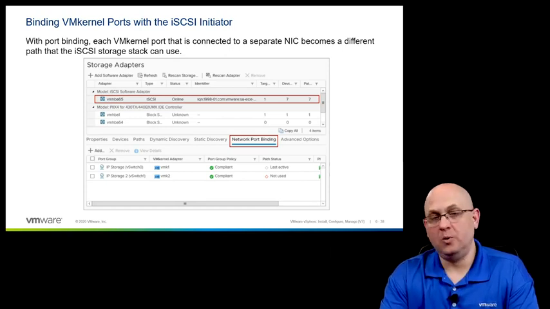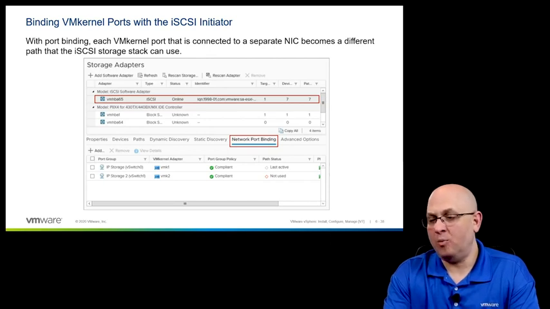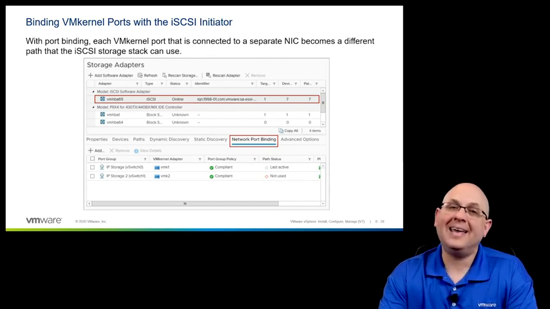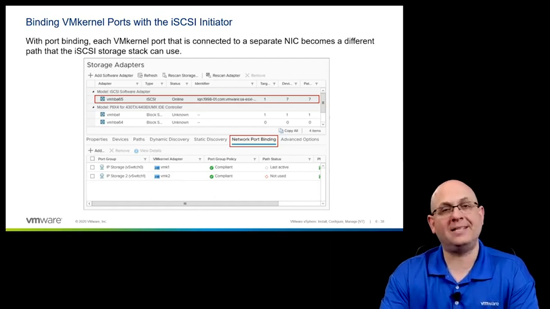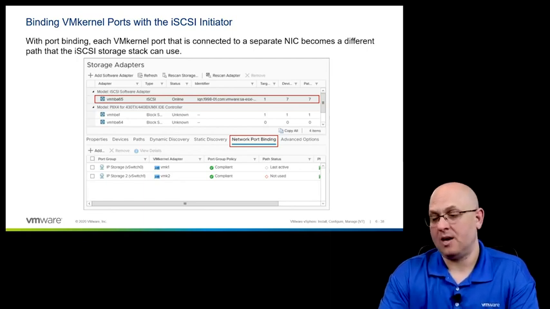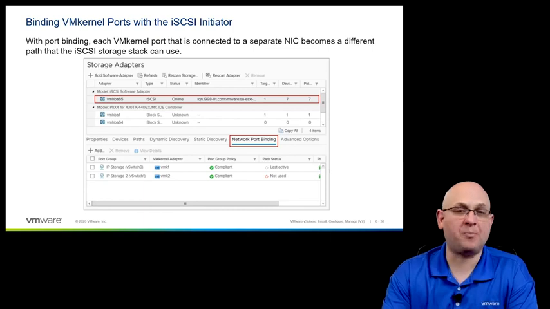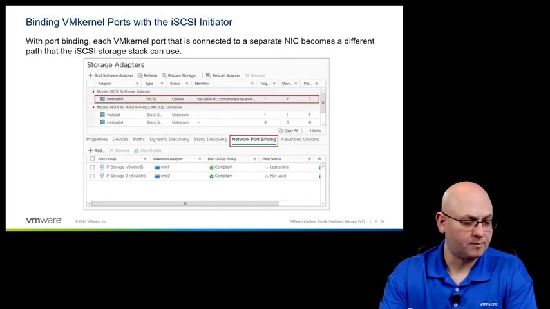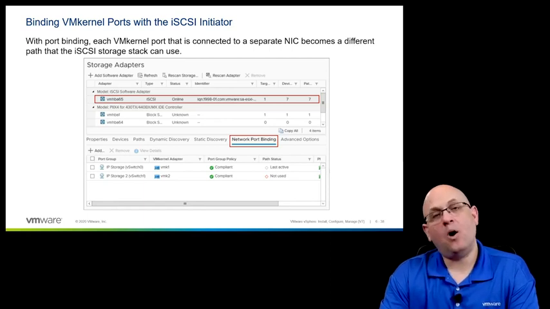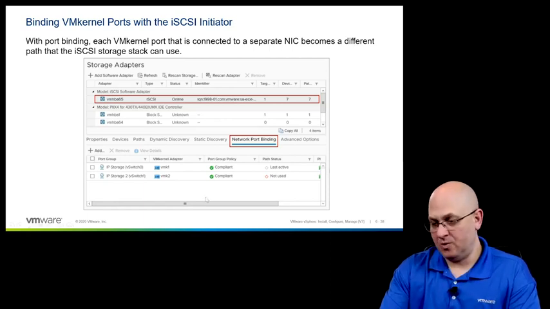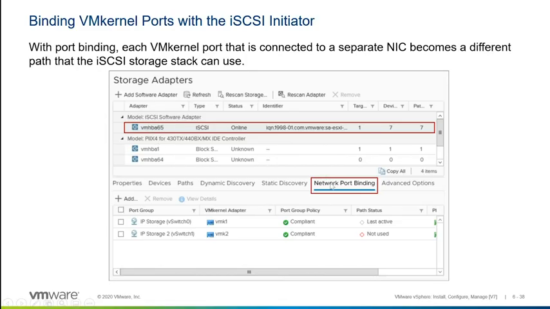Now, when it comes to binding VM kernel ports, one of the things that you can do is, rather than a single VM kernel port using IP hash-based load balancing, you can create multiple VM kernel ports, each bound to a separate physical adapter, which also gives you multipathing. One of the things that you'll have to do after you have created the software-based HBA is head over to the network port binding link, once you've selected that HBA, and then add the additional VM kernel ports through which you will access the remote targets.